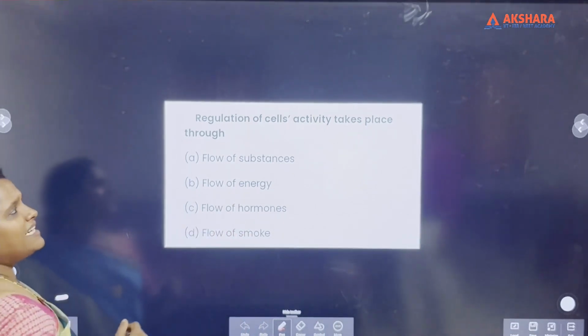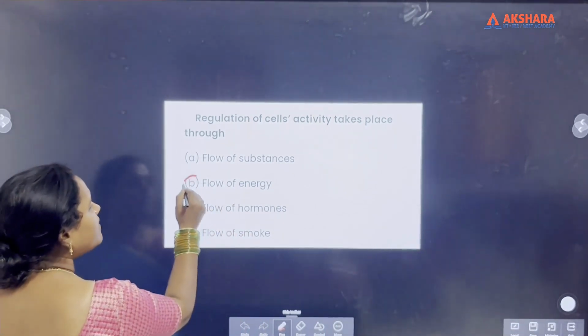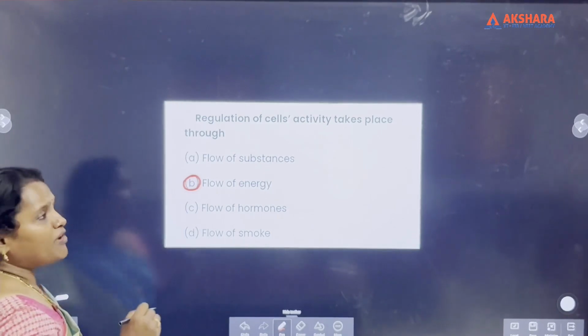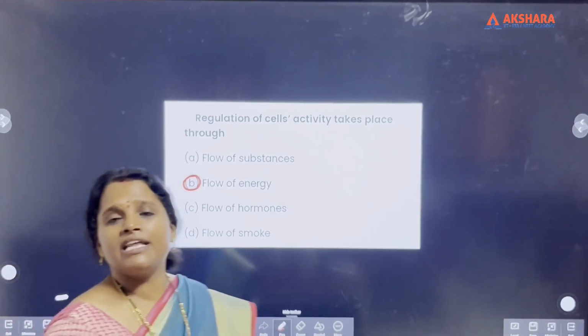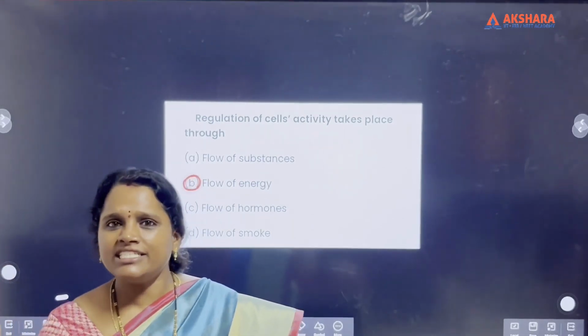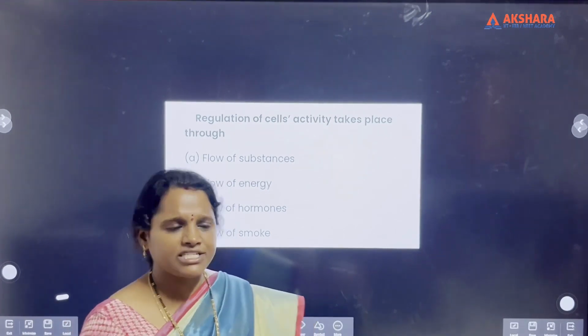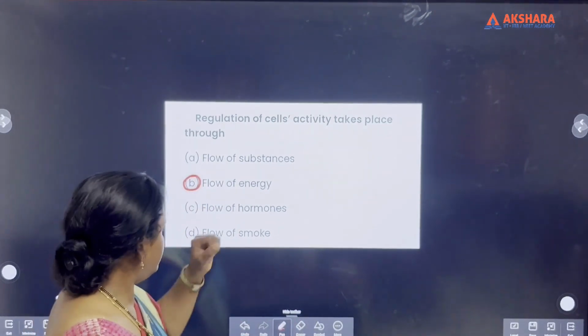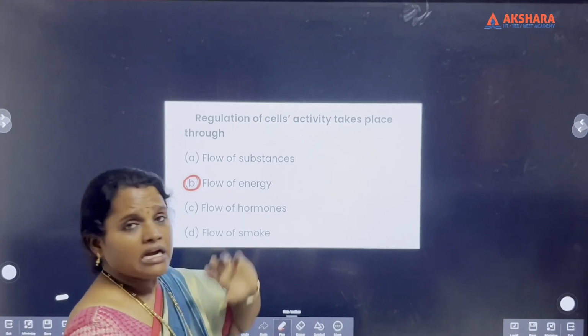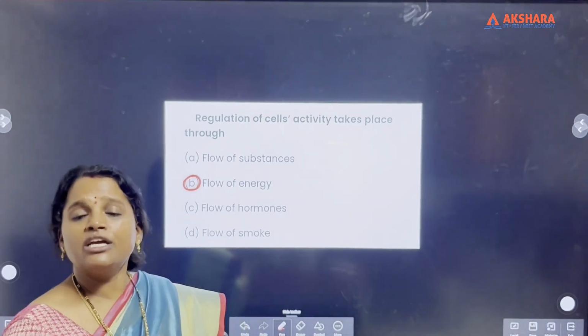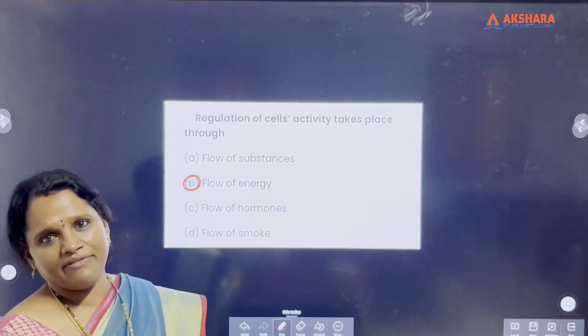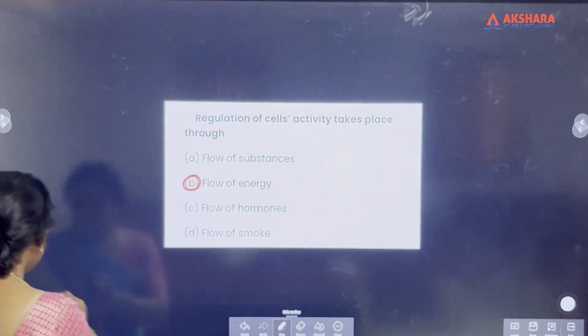Regulation of cells activity takes place through flow of energy. Whenever there is an energy flow in a living system, the anabolic and catabolic reactions will allow the cells to continue their division and grow, developing into an individual living organism. Next question.